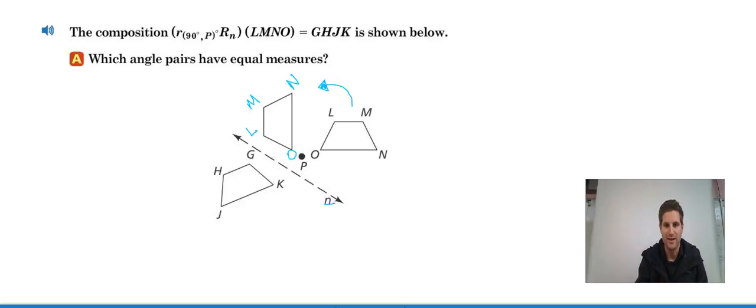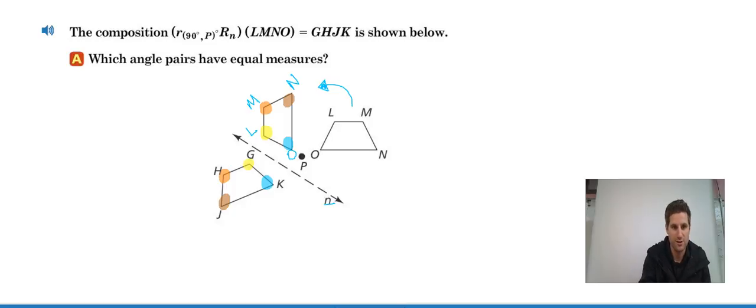Okay? Next, I'm going to use a couple different colors here. Let's line up our angles. Angle L is going to line up with angle G, and then angle M is going to line up with angle H when we reflect it across. Again, they're going to be equidistant from the line, just like rotating we're equidistant from the point. Then O is going to reflect to K, and N is going to reflect to J. So basically, we end up with which angles have equal measure.